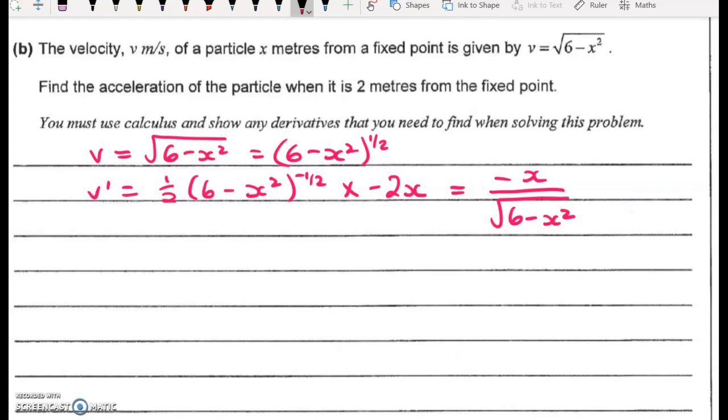So we're asked to do that when x is equal to 2. So when x equals 2, the derivative of v, or the acceleration, is equal to minus 2 over the square root of 2, which is minus 1.414 meters per second squared.